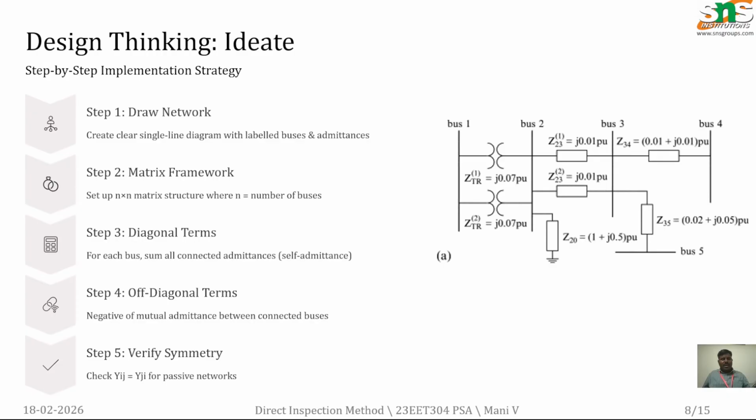So an n cross n matrix, with n being the number of buses. If there are 4 buses, the 4 indicates the number of rows. Based on that, we can form the matrix size. Then we have to fix the matrix size.